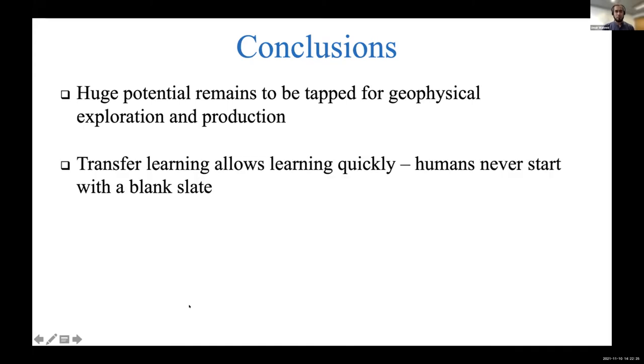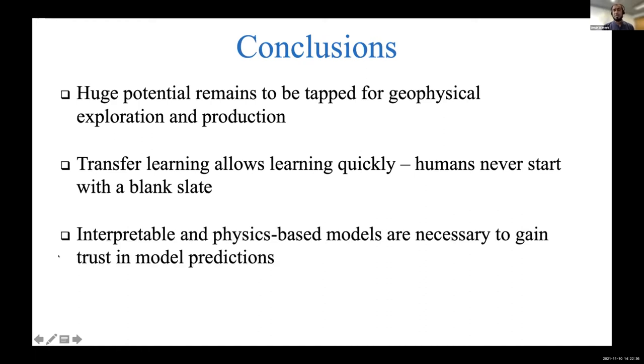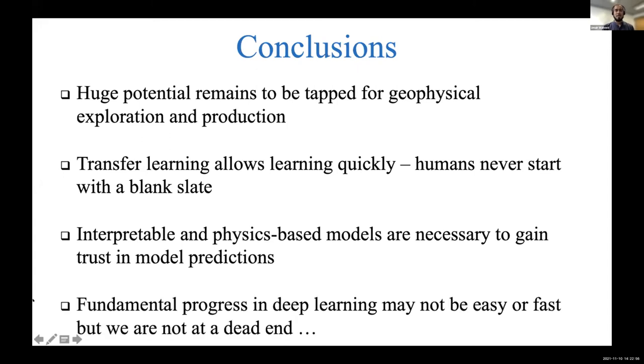Transfer learning, as Mustafa also alluded to, I think it allows us to learn quickly. And similarly, as humans, we never learn with a blank slate, right? So transfer learning is going to be key going forward. In my personal opinion, interpretable and physics-based models are necessary, and they allow the general public to trust the model predictions. I think our industry is going to realize that when we sell our products to clients, we also need to show why they should trust the predictions of our model.